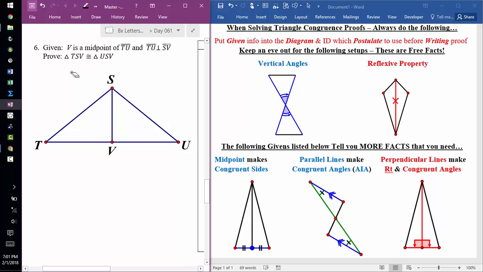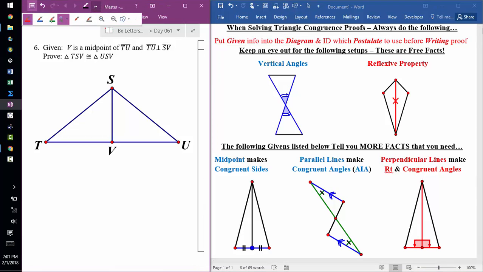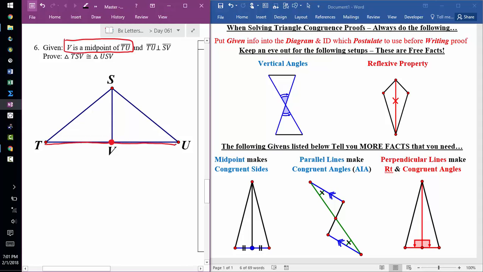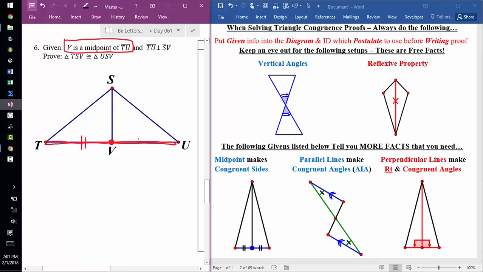But still, no matter what the proof is, when solving a triangle congruence proof, you're always going to follow this flow. You're always going to put the given info in the diagram. Okay, let's start there. Let's start with this midpoint. This point here, V, is a midpoint of TU, from T all the way to U. And when I see midpoint, I know midpoint makes congruent sides, right? So I'm just going to add that in right now so I don't forget.